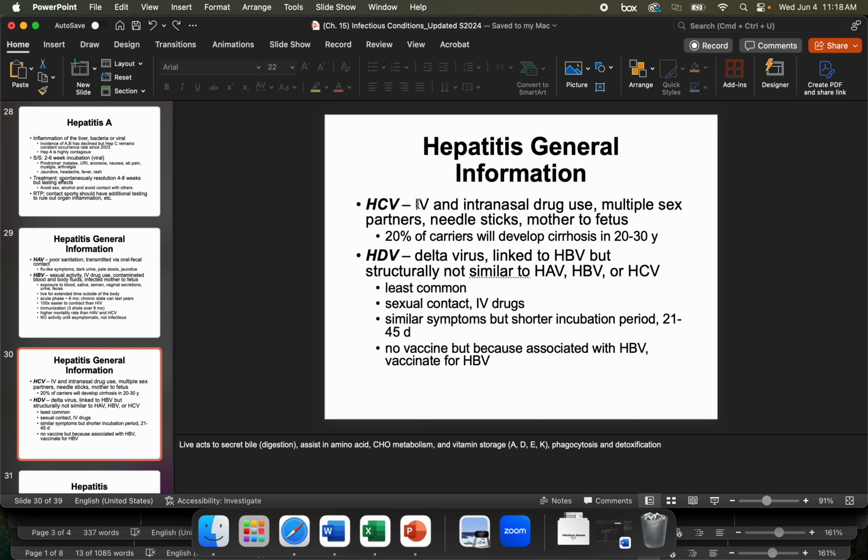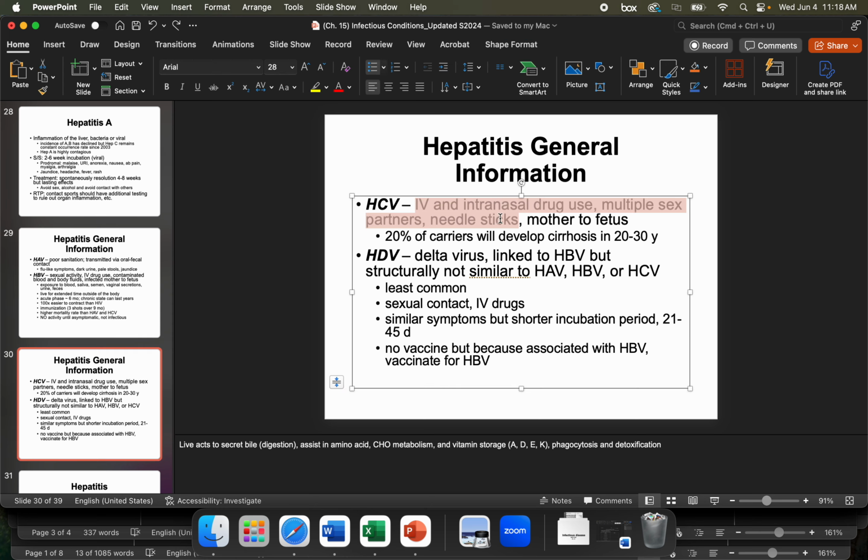Hepatitis C, again, is a bloodborne pathogen, so we're looking at passing through blood, IV drug use, multiple sex partners, needle sticks, or potentially during birth. And then, like I said, the hepatitis D delta virus is linked to hepatitis B, but not similar, I guess. I don't know much about hepatitis D. It's the least common: sexual contact, IVs.